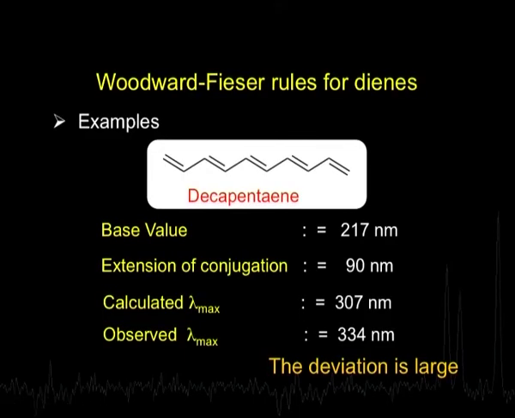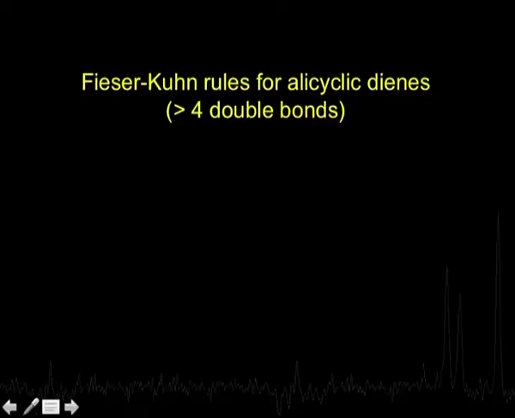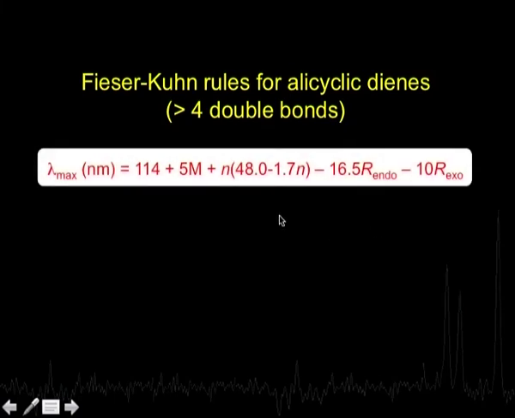The significance or the outcome of this particular set of examples is that if I go on extending conjugation, then with these rules there is a large deviation between the predicted values and the observed values, and in such cases the rules have been modified, and for these kinds of molecules we use what are called the Fischer-Kuhn rules. That is, for alicyclic dienes having more than 4 double bonds, and the rules happen to be as follows. That is, the lambda max can be given by the following expression here.